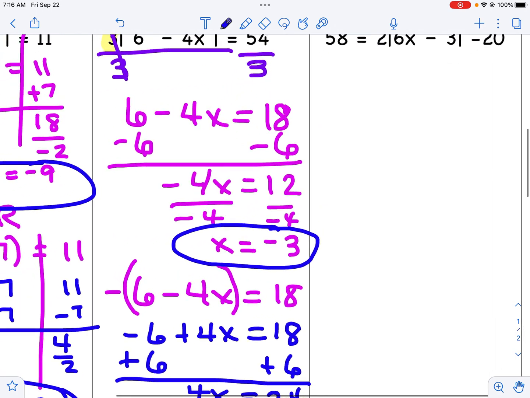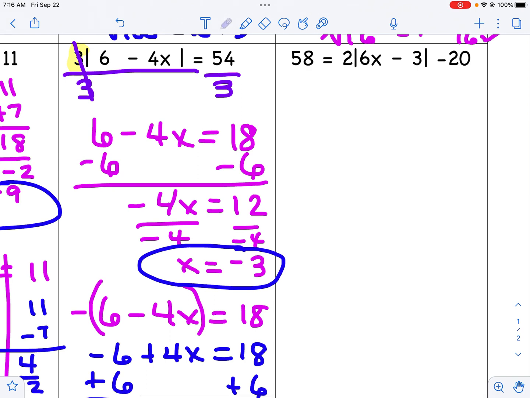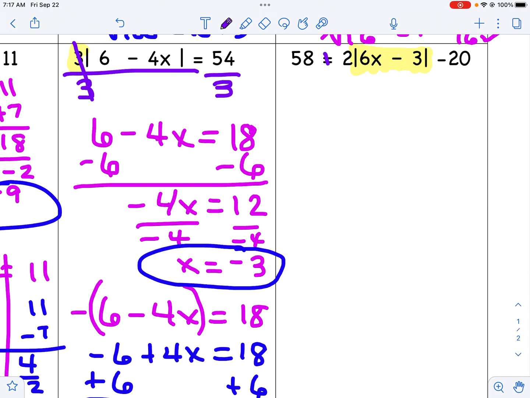Okay, so let's look at this last problem. Again, it's very similar to the ones that you were doing. I'm going to highlight this so you can see it. This is the part that needs to get by itself. You see it? So we're going to move the 2 and the -20. I'm going to draw my line down from the equal. We always take care of the adding or subtracting first.